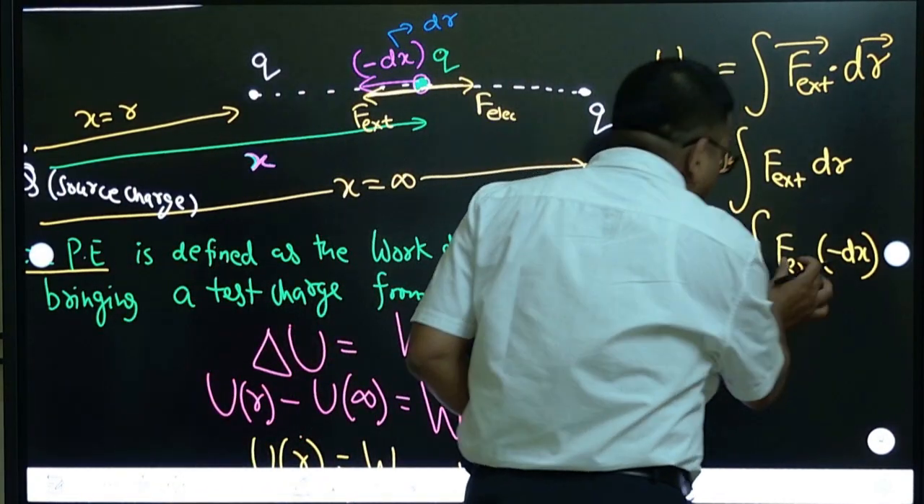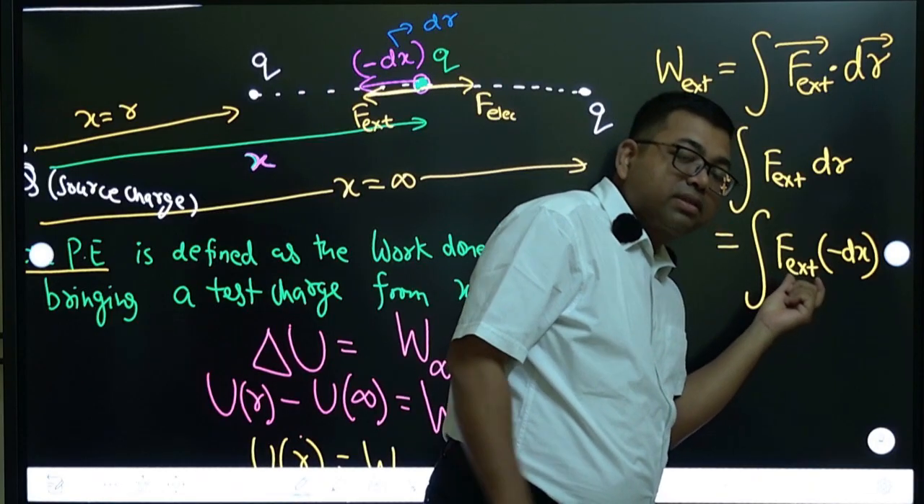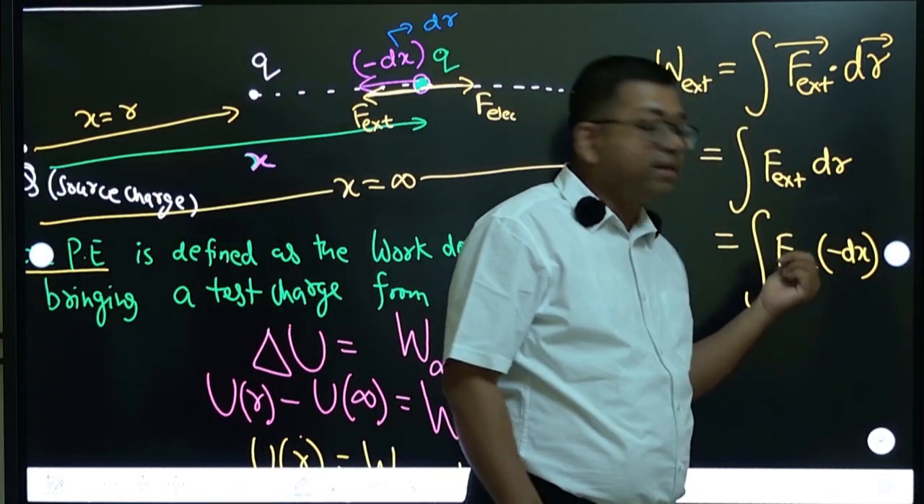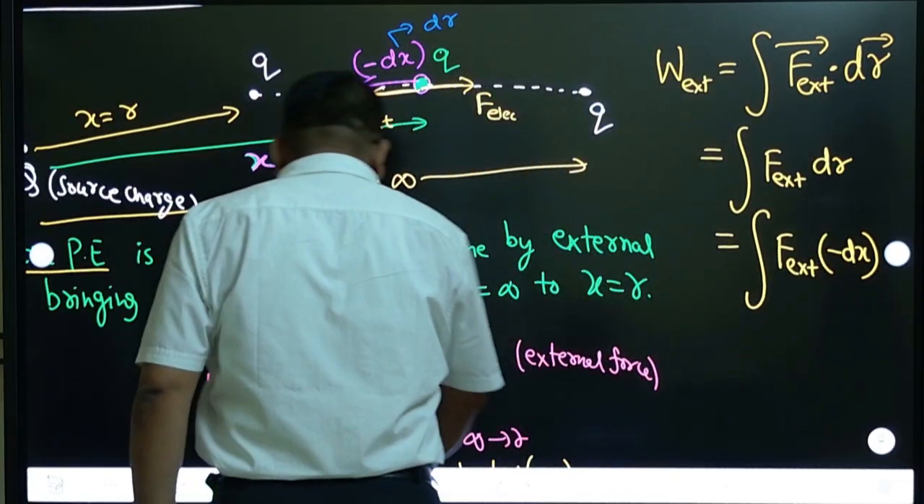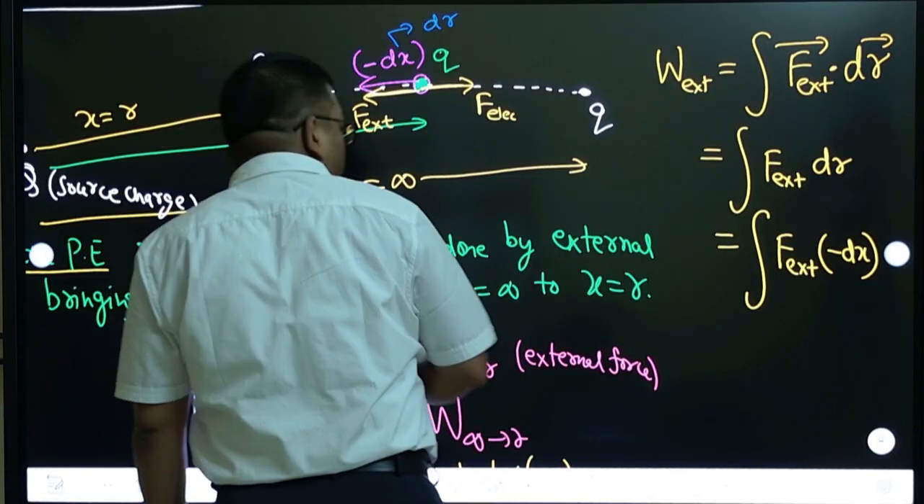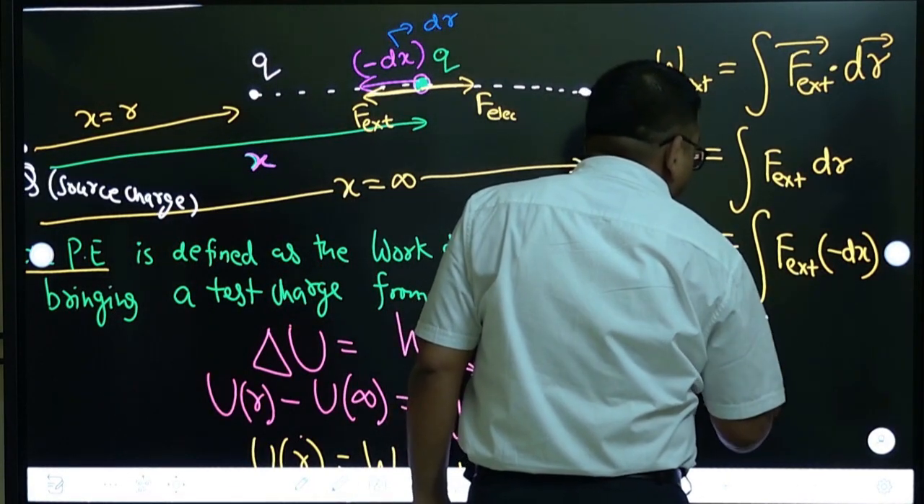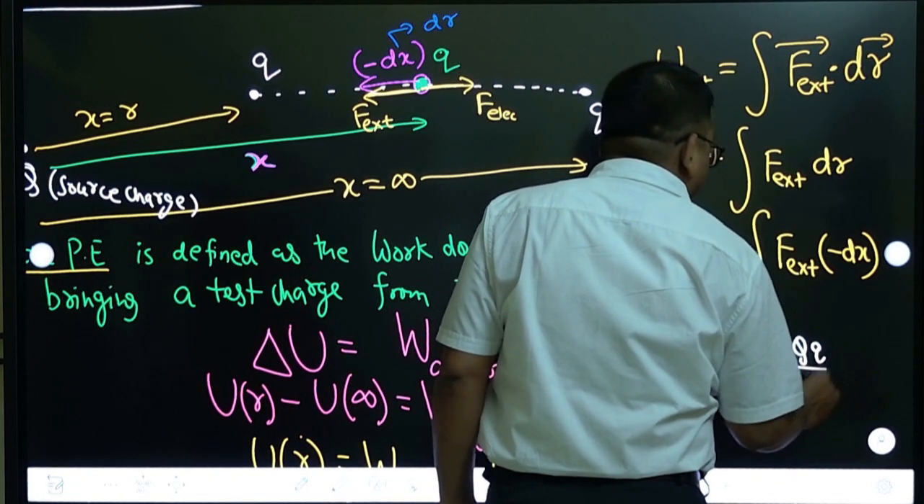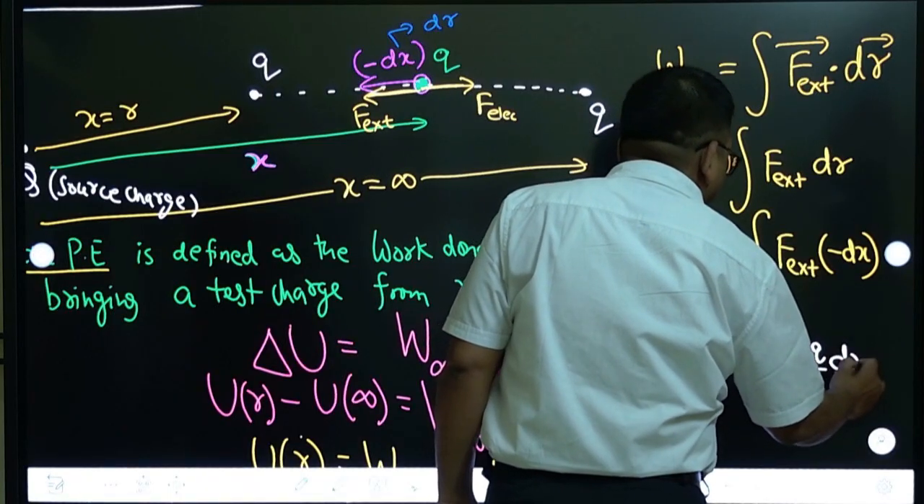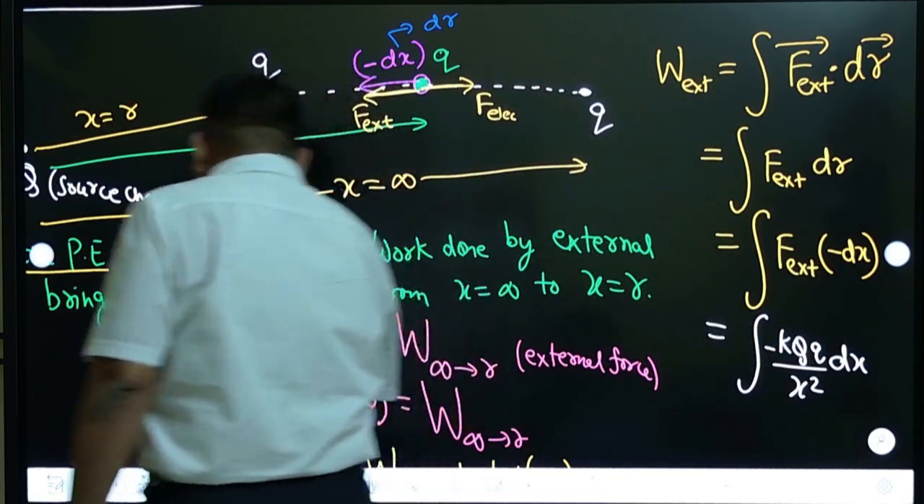Now remember this is the magnitude of the external force, so now you should not put a minus. We should write the magnitude. So it is kqq by x square, and minus dx will be there, right? Now you integrate. Do the integration now.